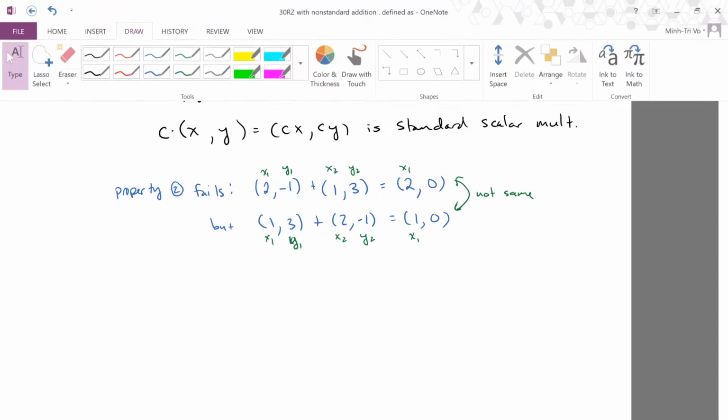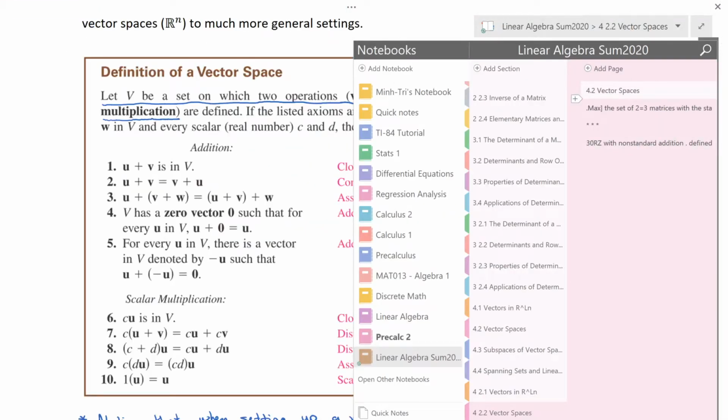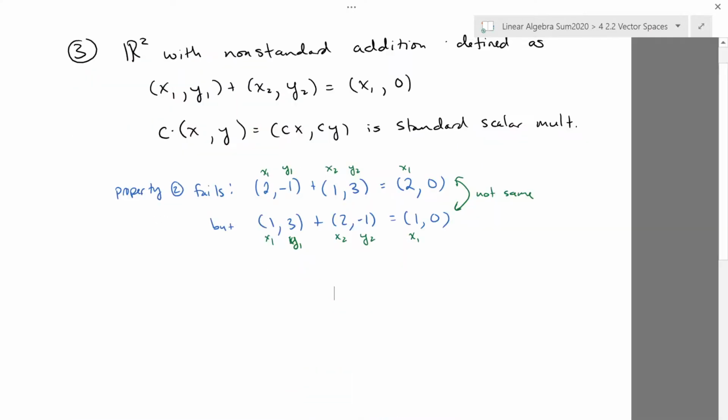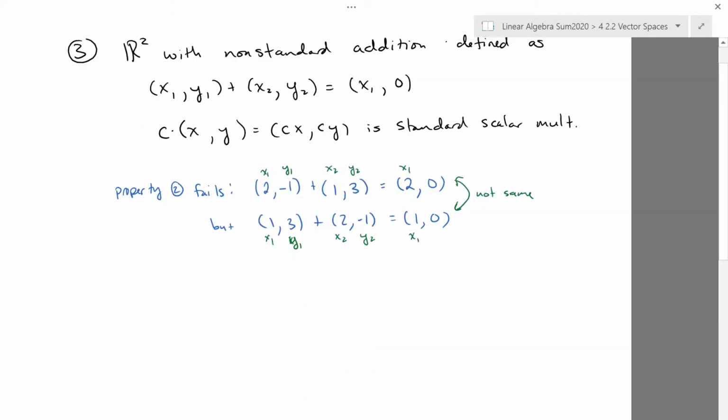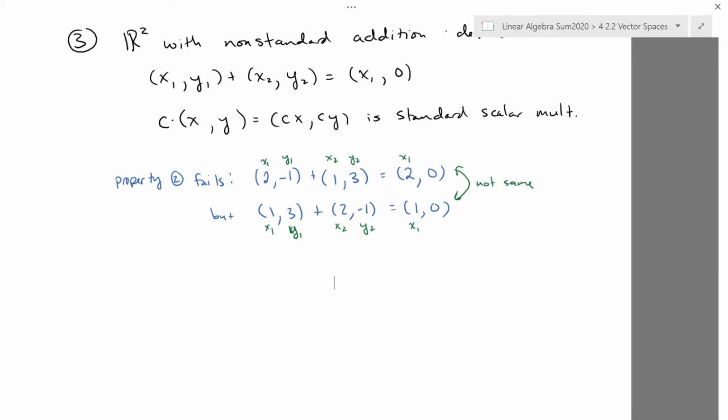But what is the next property? Property 4. So the 0 vector, so that if you add 0 to it, you get the same vector back. I mean, you can see that this is going to fail, right? Because if you add something here, the second coordinate is always going to be 0, but y1 isn't necessarily 0, so you can't recover the original vector by adding the 0 vector.